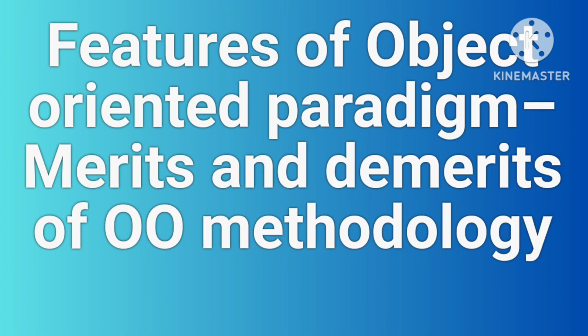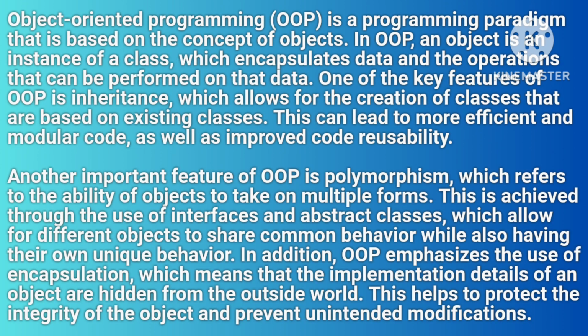Features of object-oriented paradigm. Merits and demerits of OO methodology. Object-oriented programming (OOP) is a programming paradigm that is based on the concept of objects. In OOP, an object is an instance of a class, which encapsulates data and the operations that can be performed on that data. One of the key features of OOP is inheritance, which allows for the creation of classes that are based on existing classes.